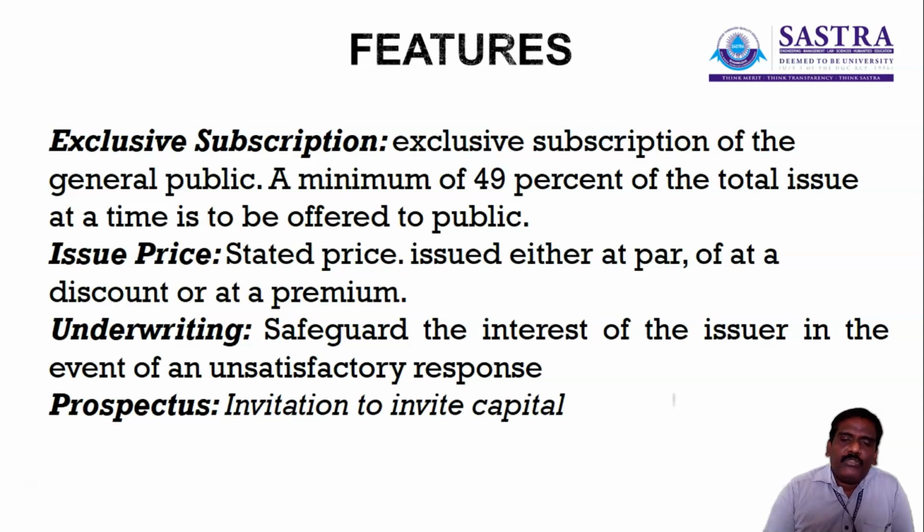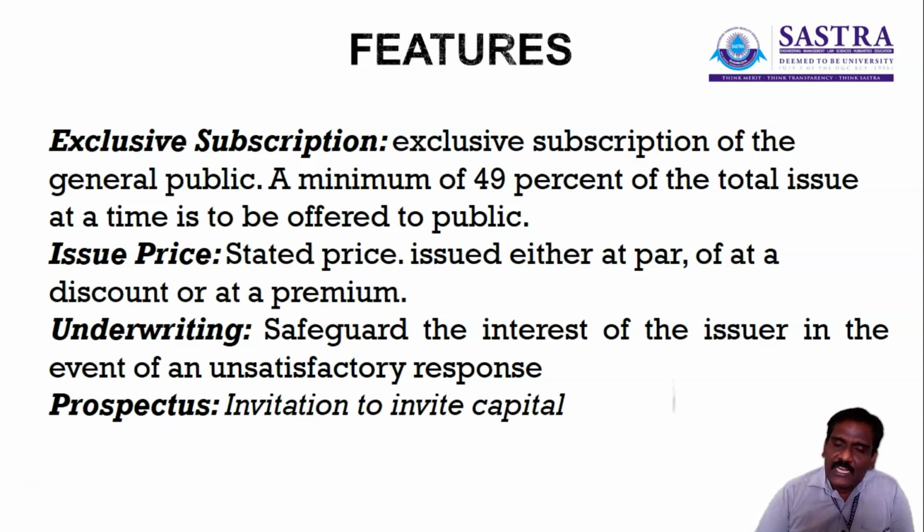There are features associated with the pure prospectus method. First one is exclusive subscription. Exclusive subscription of the general public: a minimum of 49% of the total issue at the time of the issue is going to be offered to the public. A minimum of 49% is given to them for making subscription to the securities.